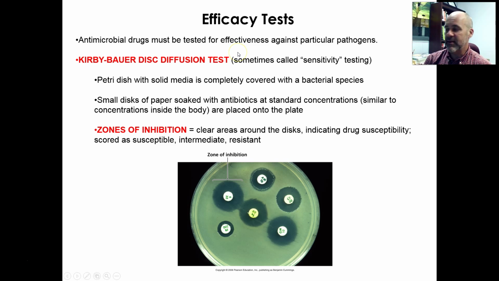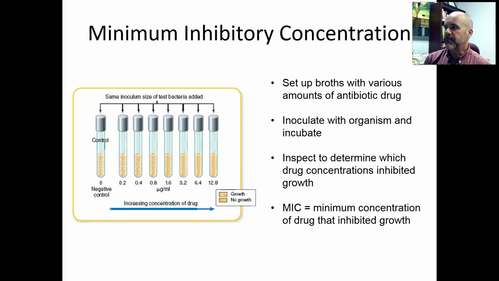Is the microbe sensitive to the particular drug? Another concept is minimum inhibitory concentration. This is another type of test that can be done. You can set up a series of liquid cultures in the laboratory with different concentrations of a drug, put in the organism that's causing the infection, and find the tube with the least amount of drug that was still capable of preventing the growth of the organism. So that minimum concentration of drug that inhibits the growth of the organism is called the MIC, or the minimum inhibitory concentration.